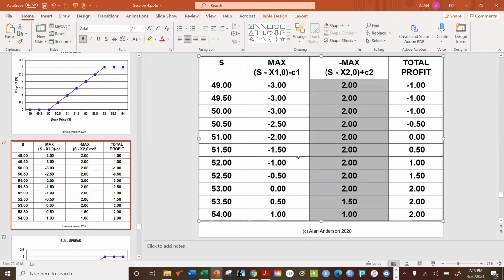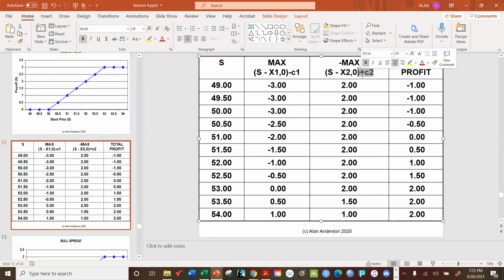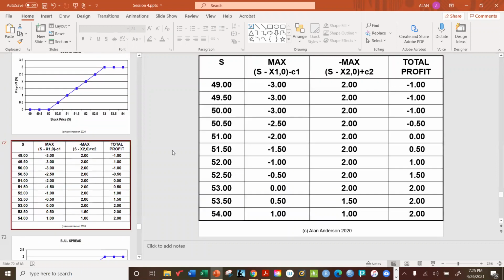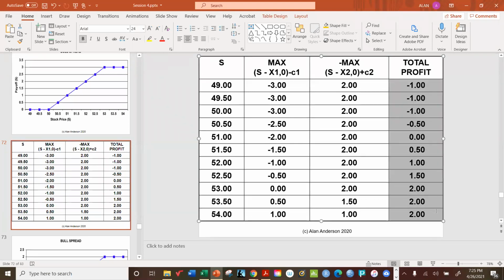What that means is that I paid $3 for this call, but I collected $2 from this call. So the net cost of this position is $1. I'm going to take my payoffs from up here and subtract $1 from each one to come up with my profits and losses. And now our losses are limited to $1 and our gains are limited to $2.